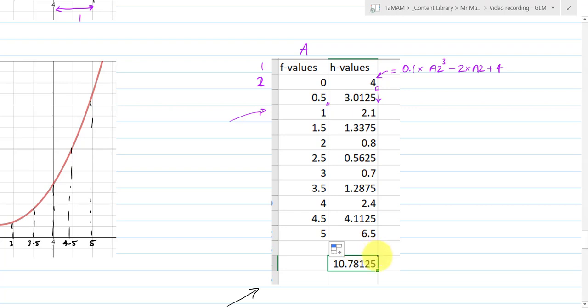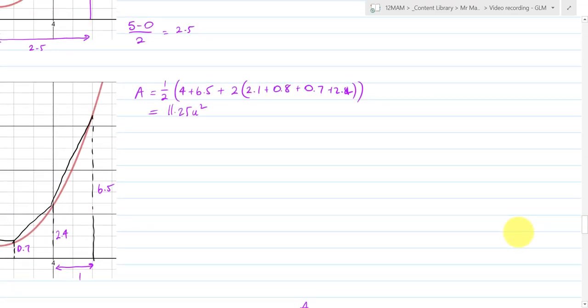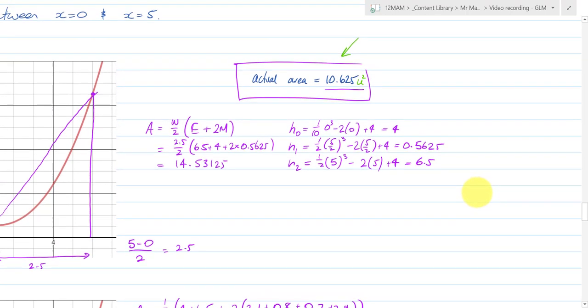Then I've put the formula in here. That formula will be the width, so I'll probably put 0.5 over 2, or maybe even this cell minus this cell divided by 10 or something like that. And then we multiply that by B2 plus B11 plus 2 times the sum from B3 to B10. Sorry about my writing. And it's come out with this. That 10.78 is better than 11.25, much better than 14.53, and not too bad at all.